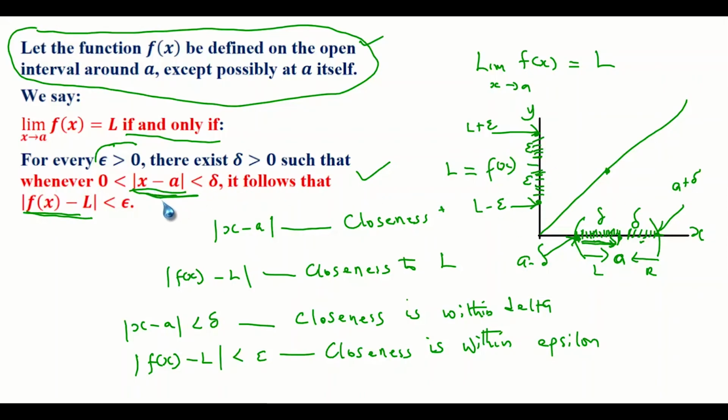In other words, what these last two statements are trying to tell us is that I want to get closer to the limit. Tell me how close you want to be to the limit. So that is what this one is telling you. And this one is telling us that I will tell you how close you must be to the point A.